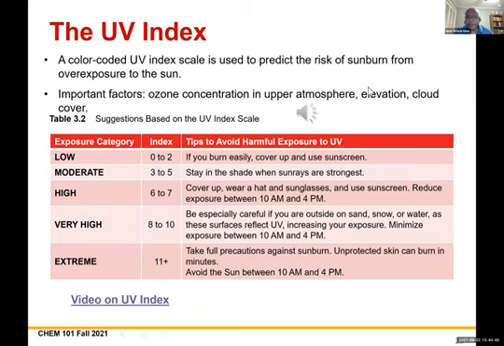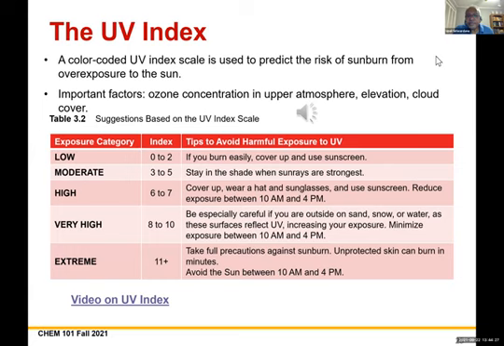So according to this UV index scale of 0 to 11 here, you can see the lower level is UV index 0 to 2. That's the green level, color-coded. If you burn easily, cover up and use sunscreen. So that is a low level of UV radiation. Moderate, a little bit higher than the low level, is 3 to 5. Stay in the shade when sun rays are strongest.